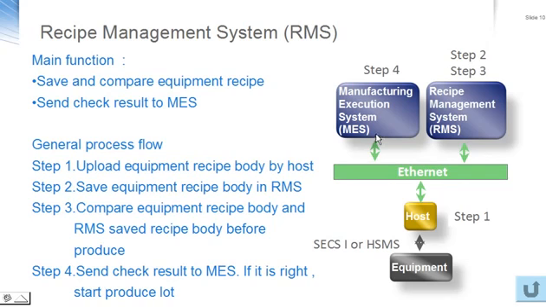If it is right, start processing the lot. That will make your yield better. Sometimes the engineer changes the recipe in the equipment, but he does not know whether the equipment recipe is right or not. Oh, okay, now we can use the RMS system to check.